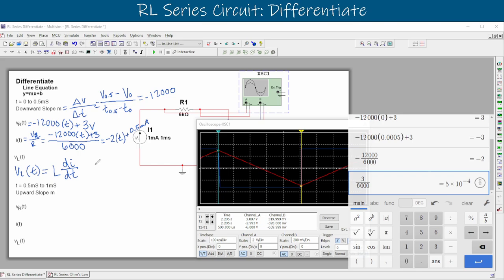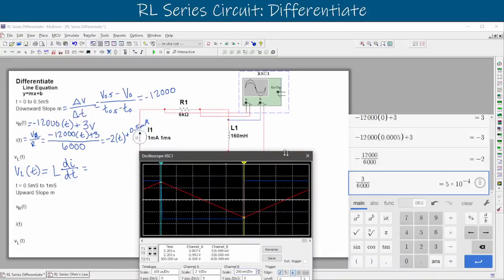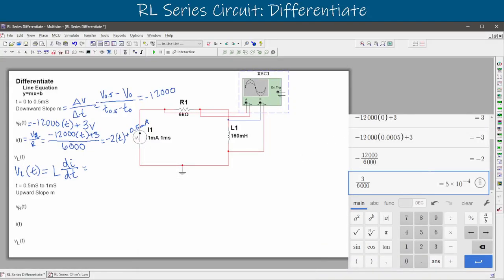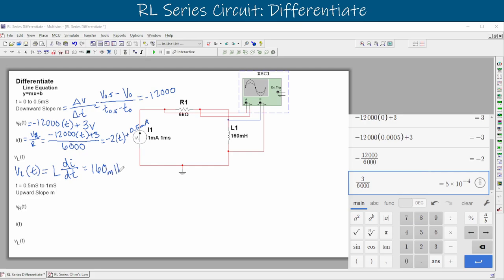And so for this one, we're actually just going to plug in. We're going to say that this is equal to our inductor value. Move this down out of the way here. We can even exit this for now. Our inductor value, which is this 160 millihenries, so we'll say 160 millihenries. And that's multiplied by our current over time. And we know that our current is this value up here we just calculated. So we'll multiply this by d over dt of negative 2t plus 0.5 milliamps.